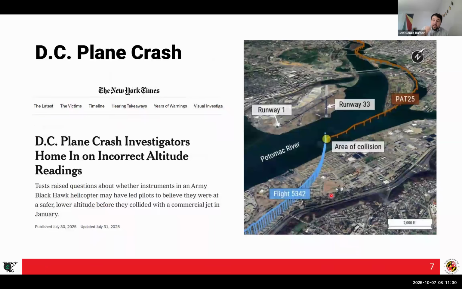Finally, in DC, we had a plane crash over the Potomac early in January. And while there are many reasons for this crash, and the helicopter should never have been near the aircraft in the first place, it appears that the helicopter eventually crashed into the airplane because it was flying at the wrong height, because its altimeter was inaccurate.